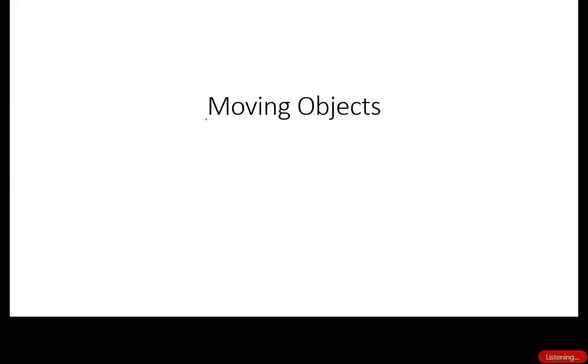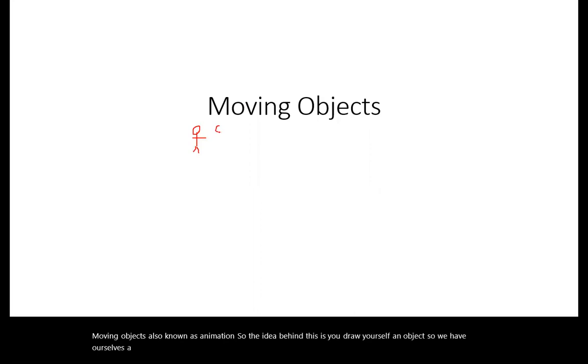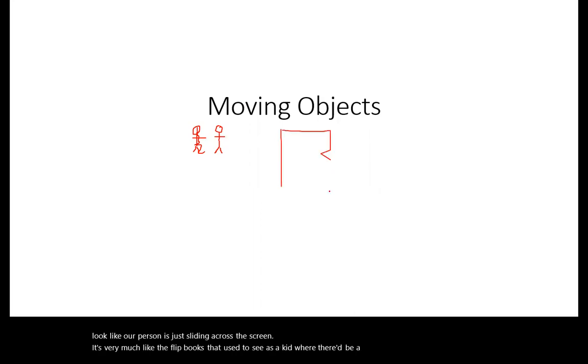Moving objects, also known as an animation. The idea behind this is you draw yourself an object. So we have ourselves a person, and then we move that person across the screen. And if we continually erase the old one, it'll look like our person is just sliding across the screen. It's very much like the flip books that you used to see as a kid, where there'd be a book with an image in the top right-hand corner, and you just flip the pages and it would go from one picture to another. That's what we're doing.